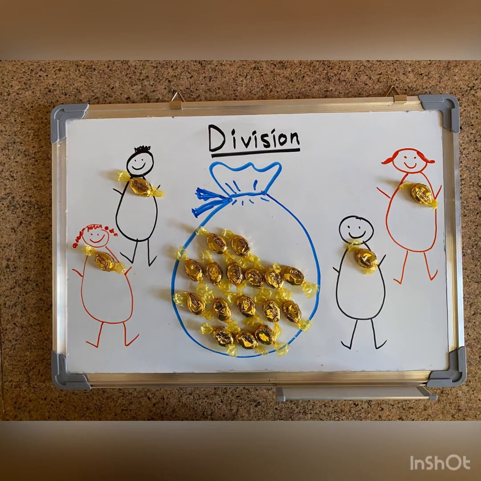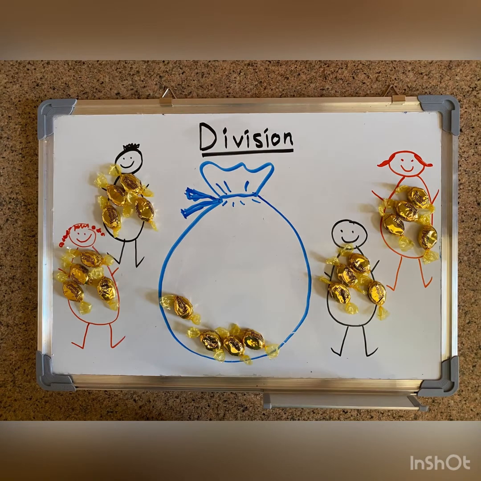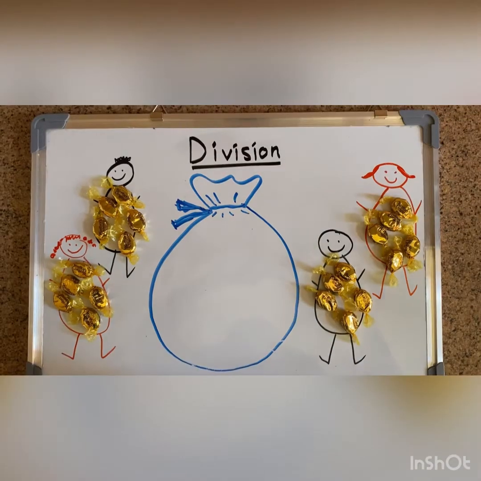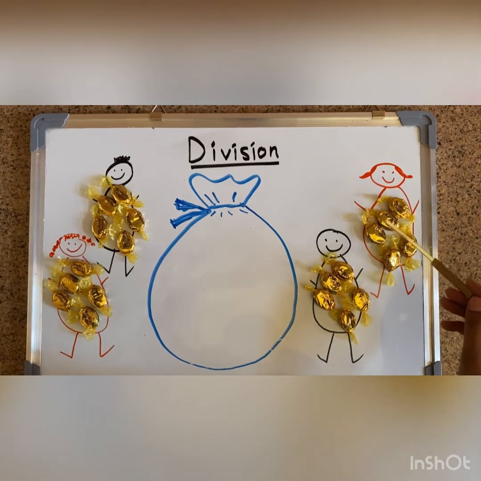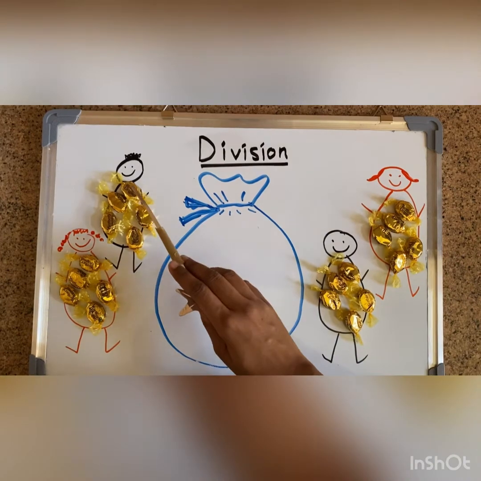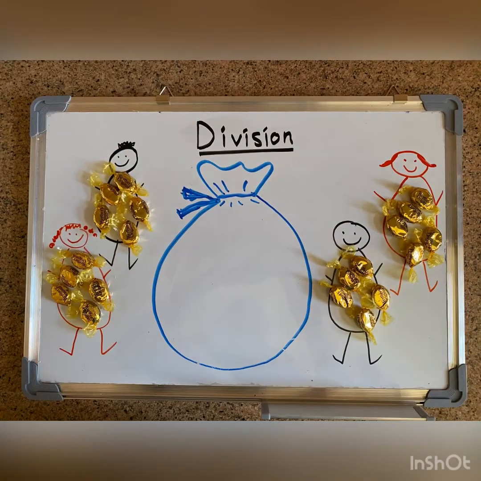First, we're going to give one to each one, but we still have some left in the bag. So we're going to give another one to each, and another one, and another one, and repeat that until all the candies are distributed between them. Now we distributed all the candies and the bag is empty. Let's count how many candies each one has. 1, 2, 3, 4, 5. 1, 2, 3, 4, 5. 1, 2, 3, 4, 5. And 1, 2, 3, 4, 5. So each one has 5 candies.